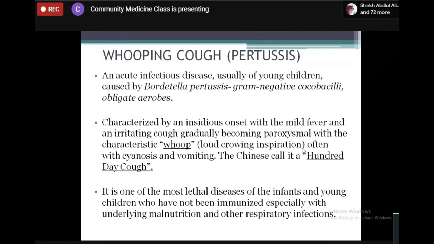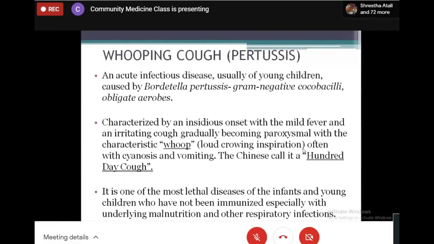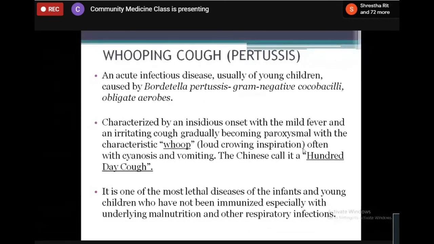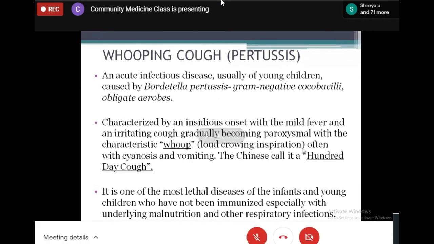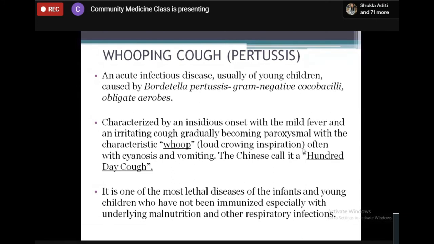While the child inhales the air, the child will develop this loud crowing sound, right? Crow, crowing sound. And how does the crow make the sound? The child makes the same sound while inhaling the air. So it is often associated with cyanosis and vomiting. After that bout of coughing, the child's lung will be deficient of oxygen. Then the child may appear bluish because of lack of oxygenated blood in the body. The child will be cyanosed, and the child may vomit also, right?